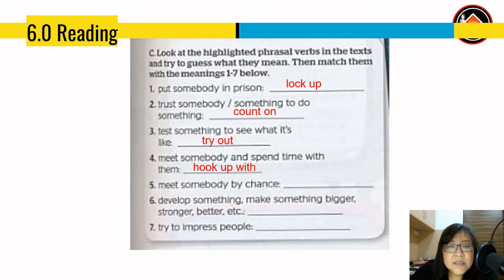Number 5, meet somebody by chance. Answer is run into. Number 6, develop something, make something bigger, stronger, better, or others. So the answer is build up. And the last one, try to impress people. The answer is show off.